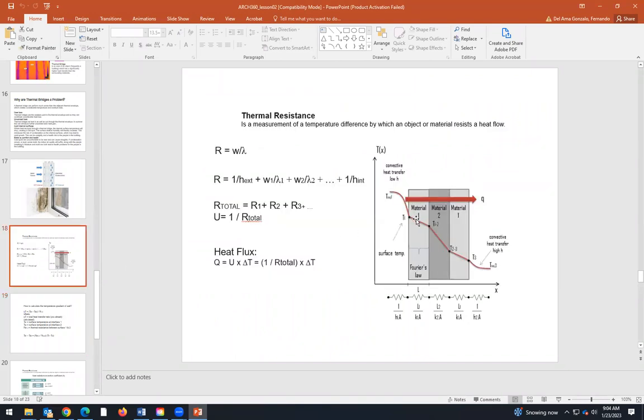But if we have different layers, each material has a different thermal resistance. And for the total thermal resistance of the wall, we have to add up all the thermal resistances that we have in the different materials.